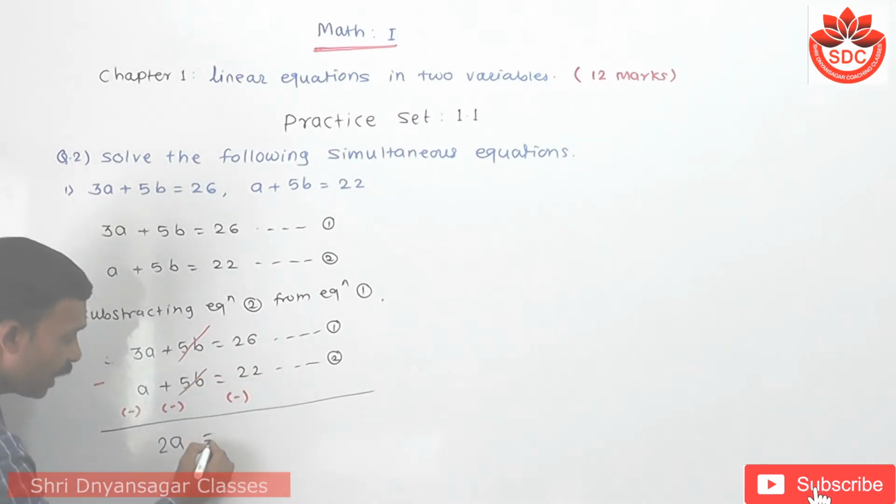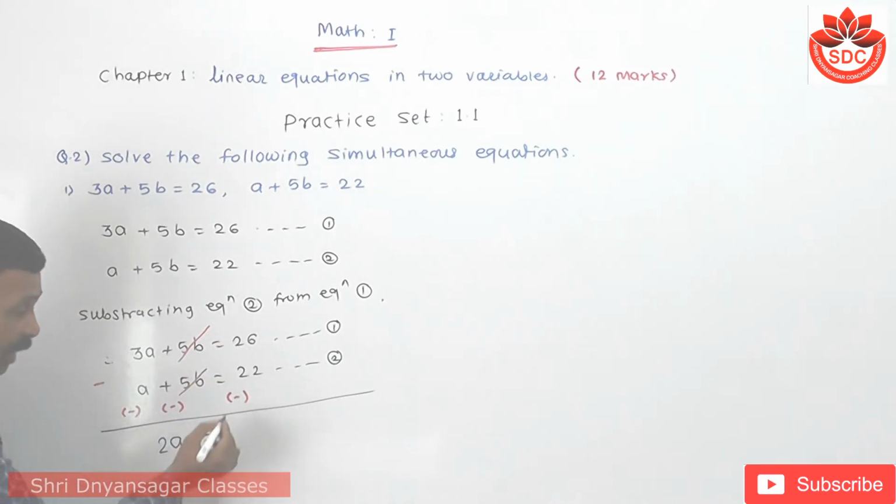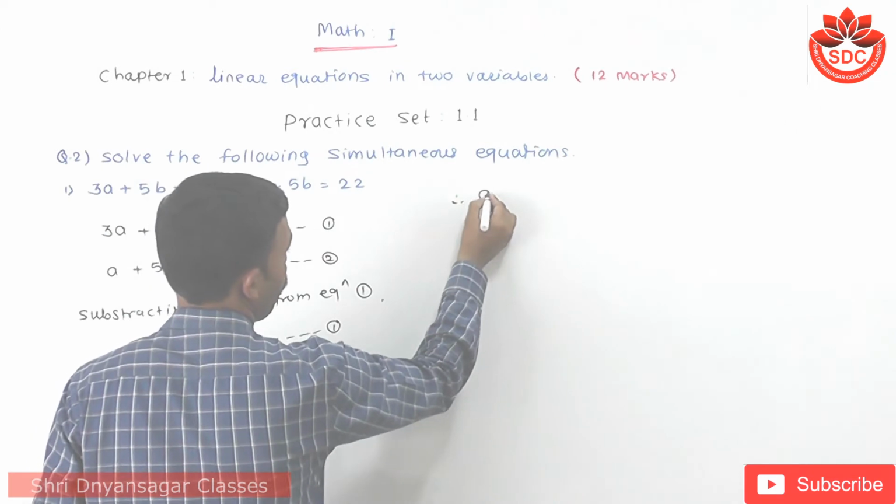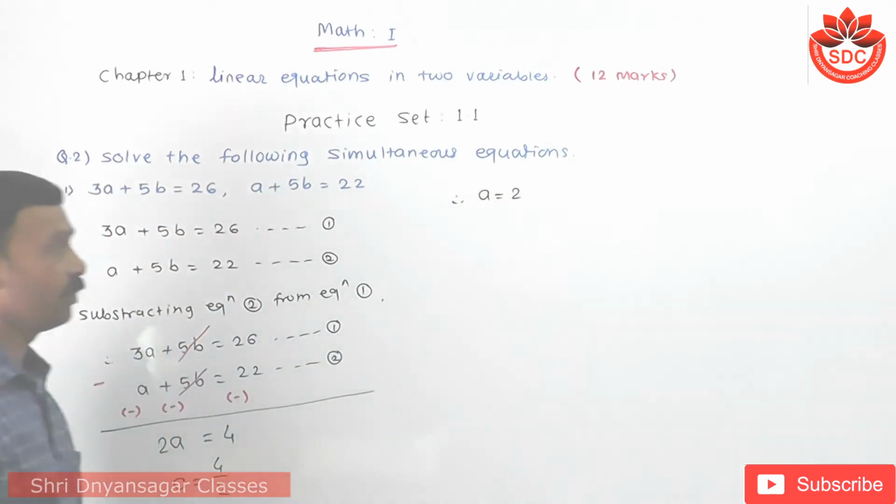Then what is the subtraction of this? 26 minus 22 is equals to how much? 4. Then we have to divide this 4 by this 2, mean that a is equals to 4 upon 2. When we divide it, therefore the value of a is equals to 2.